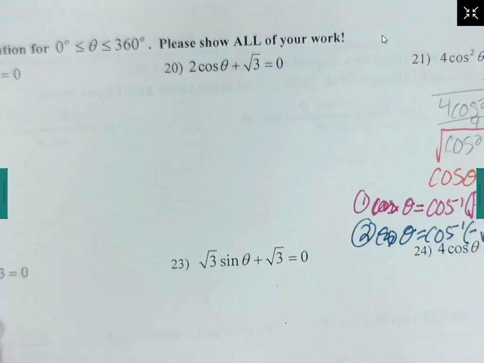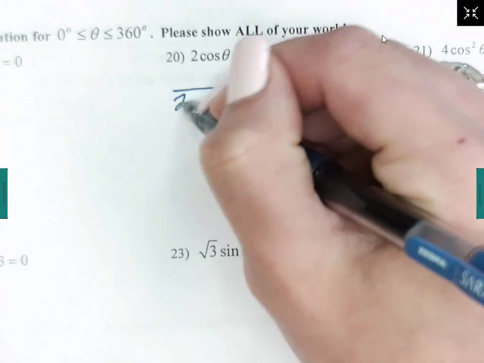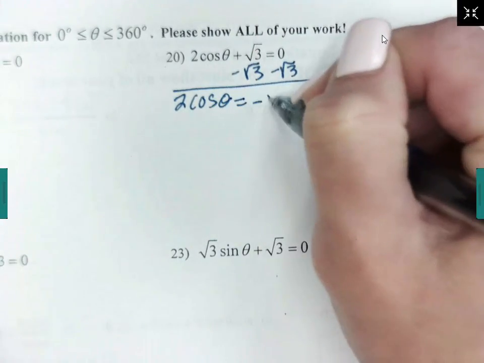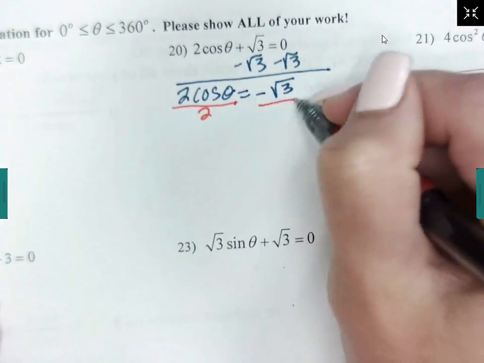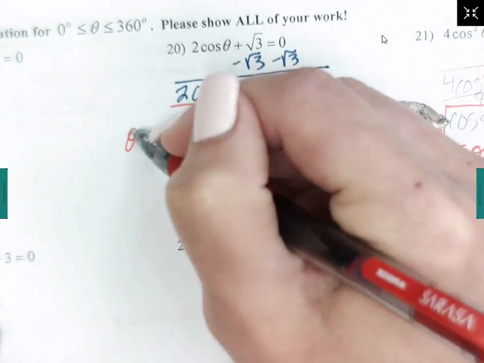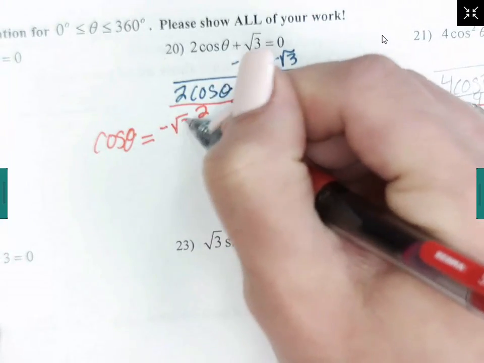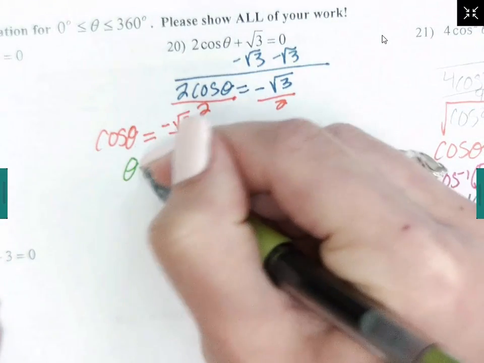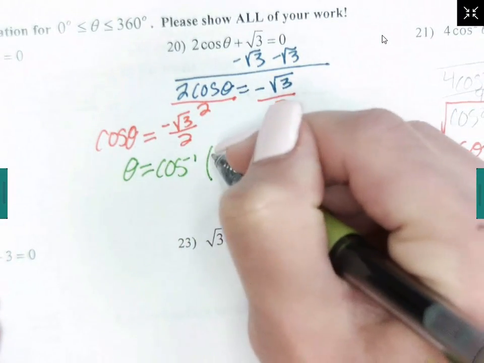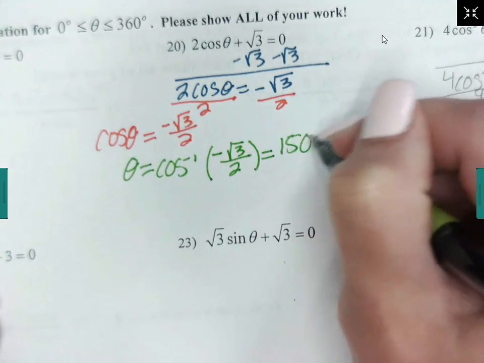Okay, so now let's go over number 20. So number 20, we are going to subtract the square root of 3 from both sides. And that gives us 2 cosine of theta is equal to negative square root of 3. And then we'll divide both sides by 2. So then we have cosine of theta is equal to negative square root of 3 over 2. So theta is going to be equal to cosine inverse of negative square root of 3 over 2. And that gave us 150 degrees.